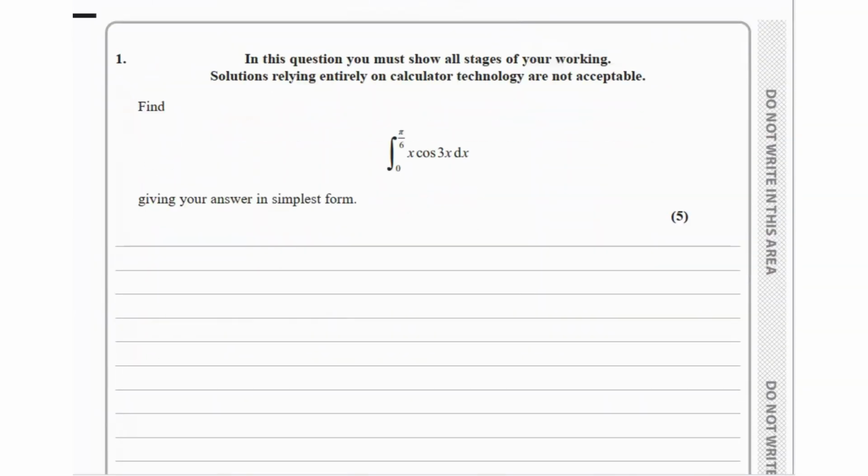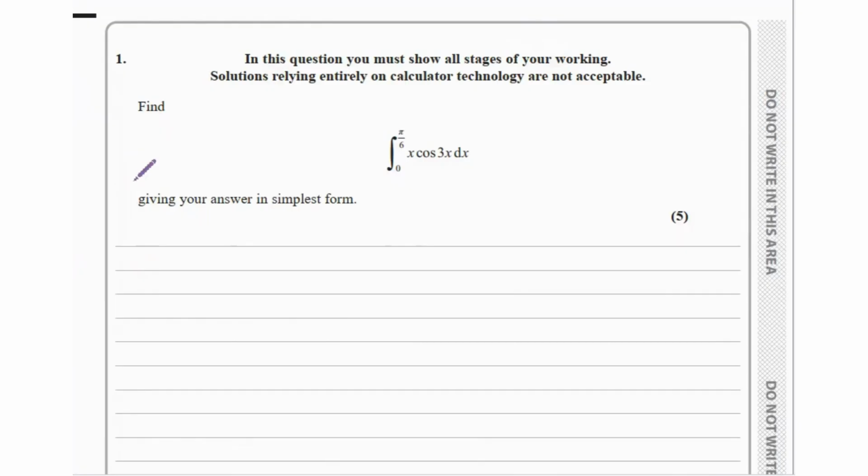In this question, it says you must show all stages of working. Solutions relying entirely on calculator technology are not acceptable. So we have to find the integral of x times cos 3x dx from the limit of 0 to pi by 6, giving your answer in simplest form. For this, we're going to use integration by parts.